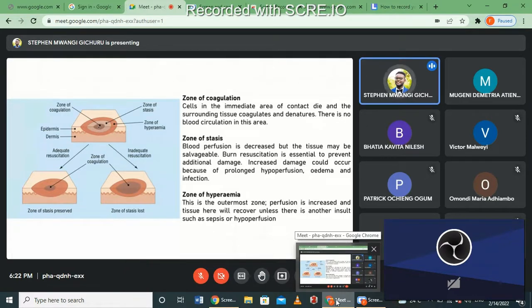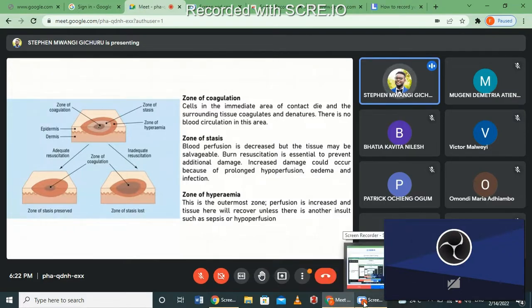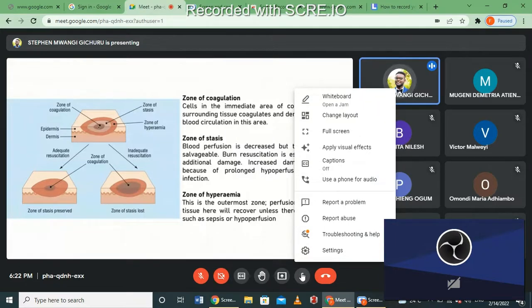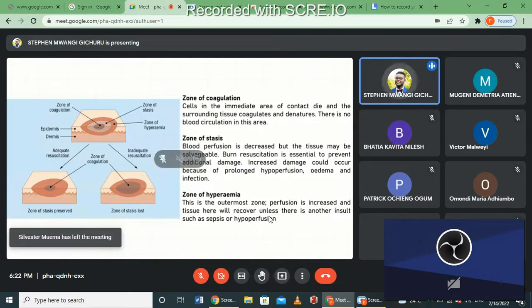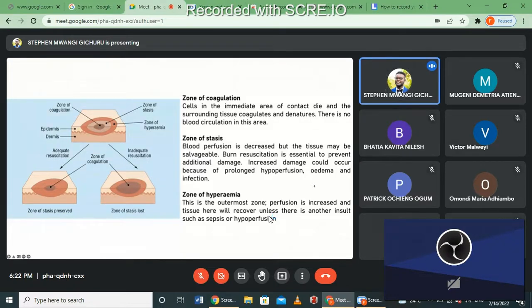If you don't give your fluids at this particular point, then that area becomes ischemic and hypoperfused, and then edema and infection can happen in that area. So the zone of stasis can either go towards hyperemia or it can go towards coagulation. If you don't give fluids, it worsens the situation. If you give fluids, then you ameliorate it. If there's further damage, it causes hypoperfusion, edema, and infections.